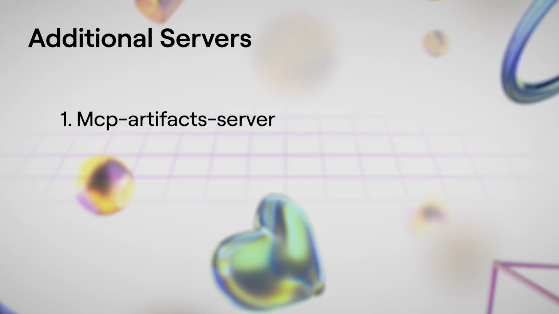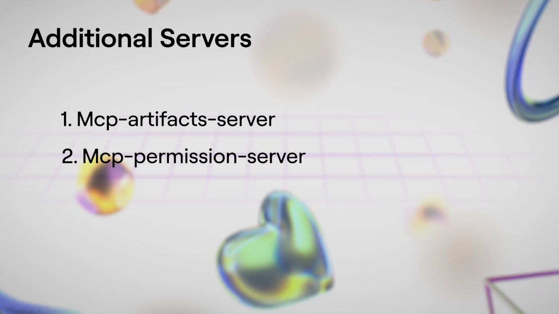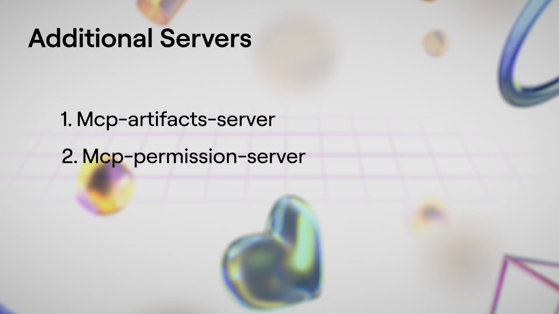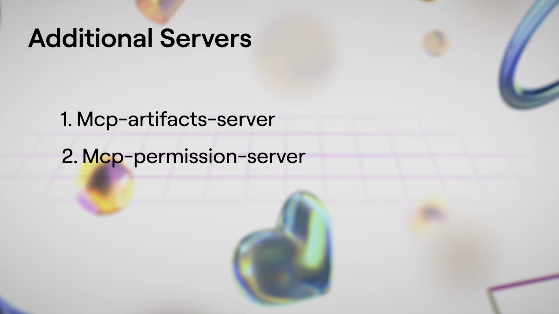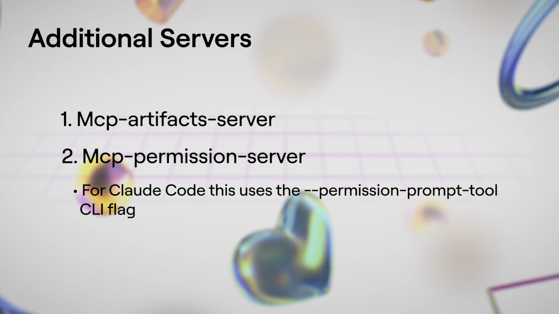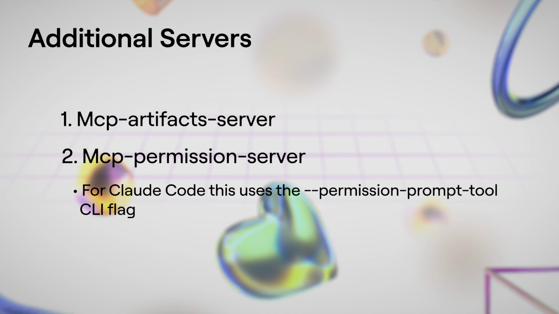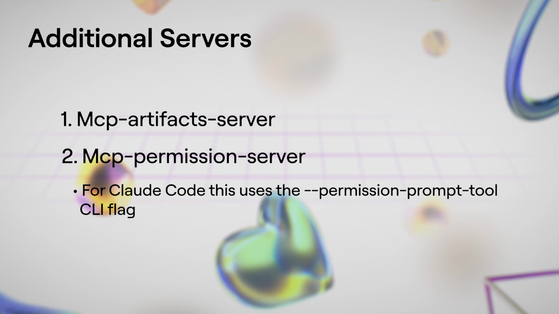Additionally, the second server that we have is the MCP permission server, and this server acts as an intermediary between AI agents and tool execution on your computer. This does have different behaviors for different CLI agents, so do be mindful of that. For Claude Code, this uses the permission prompt tool CLI flag, which intercepts Claude Code permission queries and will gate whether or not an action occurs.